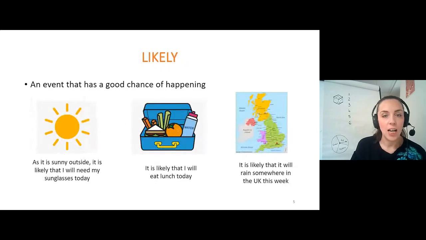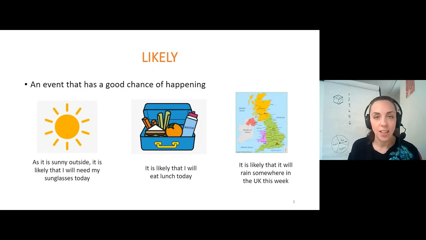We then have likely. So there are some events that are not certain to happen, but are more likely to happen than not. For example, if it's sunny outside, it is likely that I'll need my sunglasses today. It is likely that I will eat my lunch today. Yesterday I didn't, but today I did. And it's likely that it will rain somewhere in the UK this week. We can't say absolutely no way that it won't rain anywhere, but it's more likely that it probably will somewhere because we live in the UK and we have a mixture of weather, so it's more likely than not.